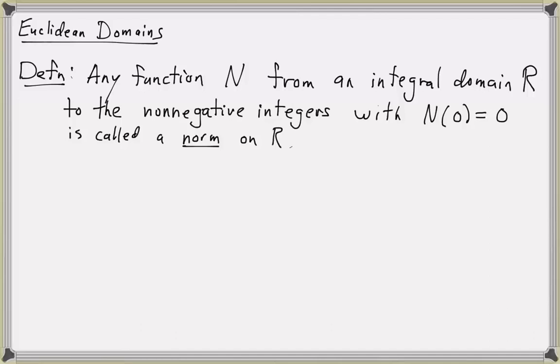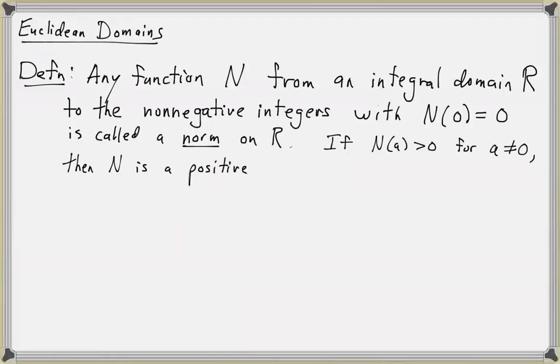And so this definition seems a bit generic. We see that norms can take various forms, like you could define N of r to be 0 for every element r in the ring R, and that would be a norm. Further, if N of a is positive when a is not 0, then we say N is a positive norm. So we need these norms to define a Euclidean domain.